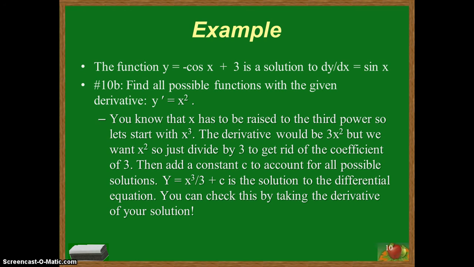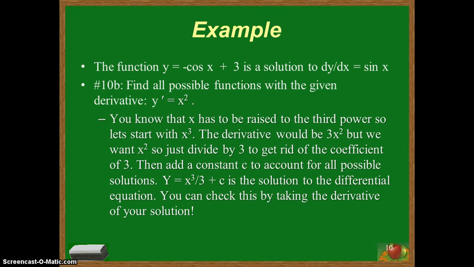I want you to find all possible functions with the given derivative y prime equals x squared. Well, you know that x has to be raised to the third power because when you take the derivative, you reduce the power by 1. So let's start with x cubed. Its derivative is 3x squared, but I need x squared. How do I get rid of the 3? I just divide by 3 to get rid of the coefficient.